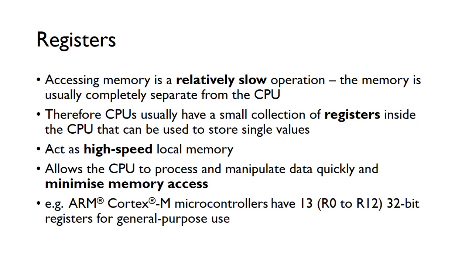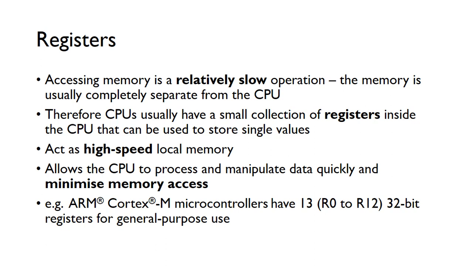So now look at registers. It turns out accessing memory is quite a slow operation in the grand scheme of things. In a personal computer, the memory is a completely separate device. It's a separate chip. You can buy slots of RAM, and they're completely separate from the CPU. So reading and writing data between memory and the ALU inside the CPU is quite a slow operation.